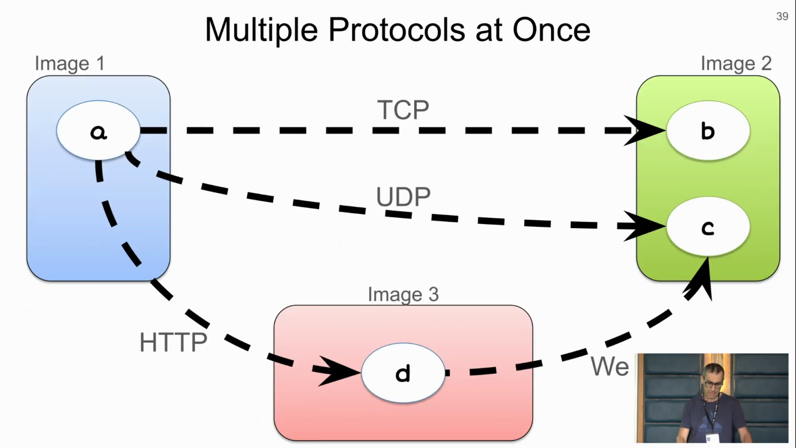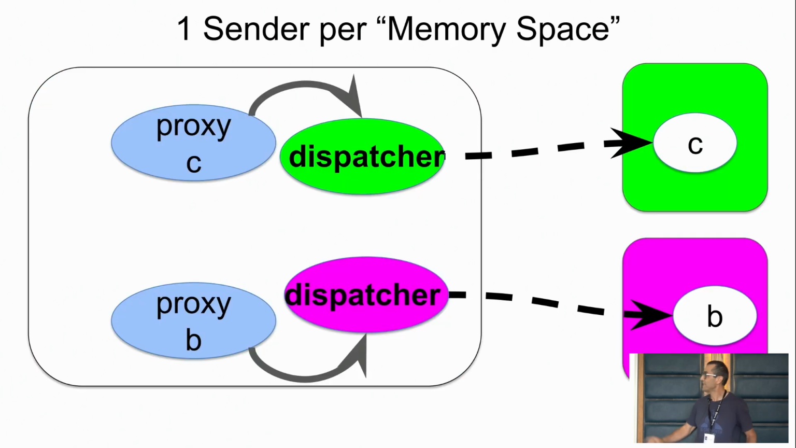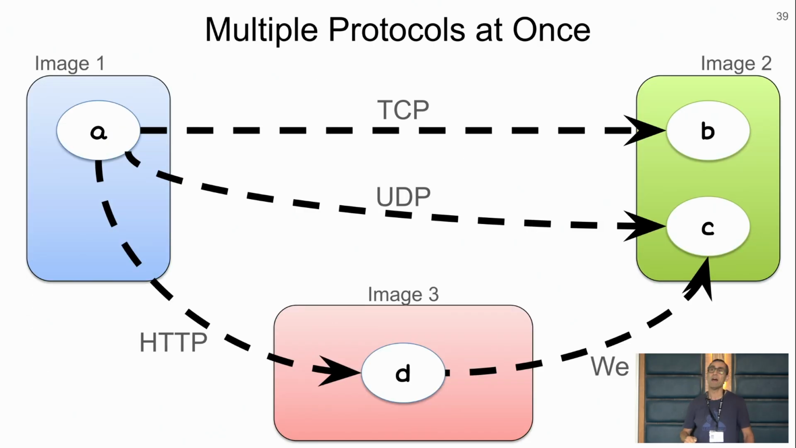So what the dispatcher allows is having multiple protocols. And if you notice, I said one dispatcher. It's actually per memory space and not per image. This is because we can have the same image accepting connections over different protocols. Here I have the green image accepting connections through TCP, UDP, and WebSocket. So depending on the context or whom you are talking to, you can use one or the other.